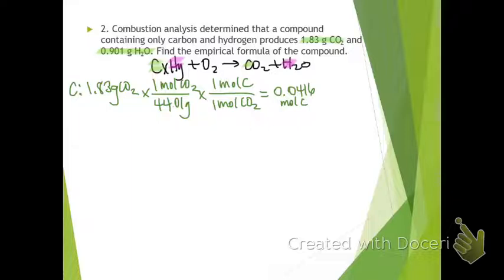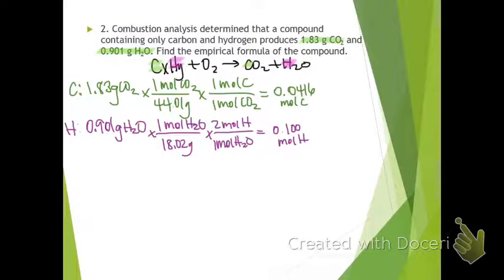We need to go and follow that same step for our hydrogen in water. Figure out how many moles of hydrogen are in that 0.901 grams of water we produced. Once we've completed that, we now have our mole values for each of our elements in our hydrocarbons. Again, we did not have that additional subtraction step. So now we're good to follow the rest of our empirical formula steps.